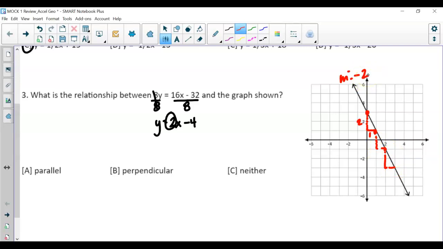So what is the relationship between positive 2 and negative 2? Well, it's neither. They're just intersecting, not at 90 degrees. So that's why this is a neither.